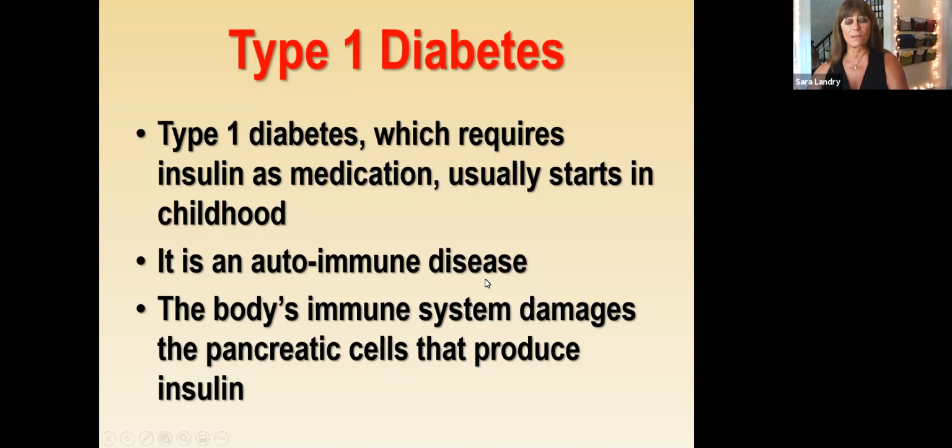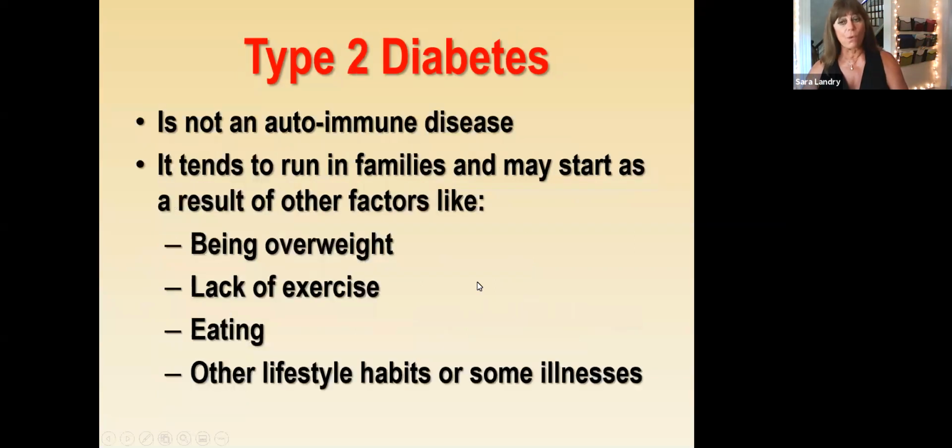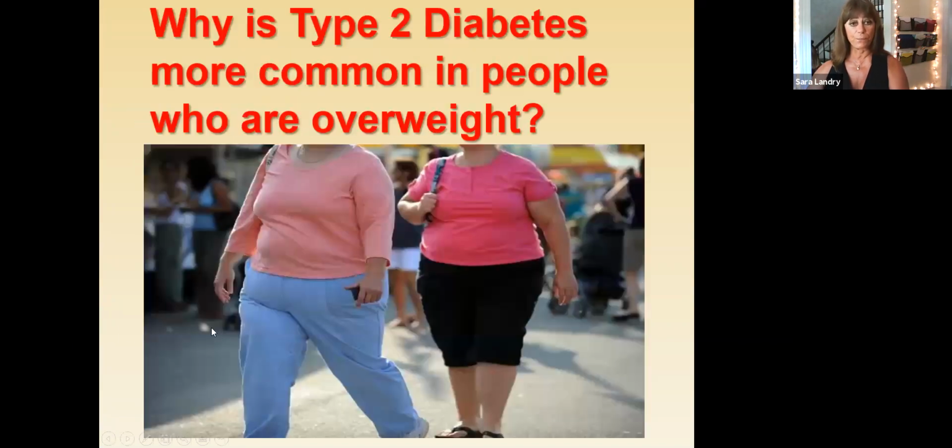So most of us who are seniors are not prone to type 1 diabetes. What we're prone to is type 2 diabetes. Type 2 diabetes is not an autoimmune disease. It tends to run in families, and it may start as a result of being overweight, lack of exercise, your diet, and some lifestyle habits or other illnesses can cause diabetes type 2.